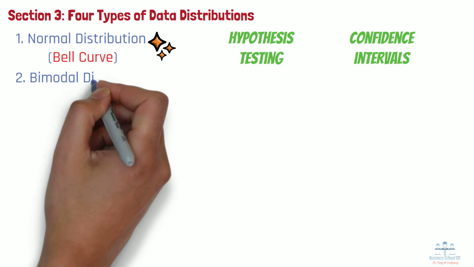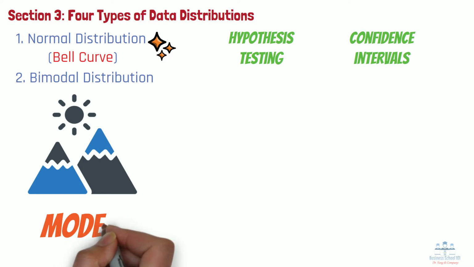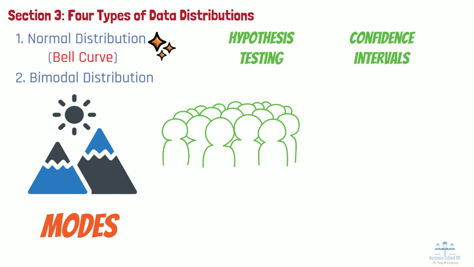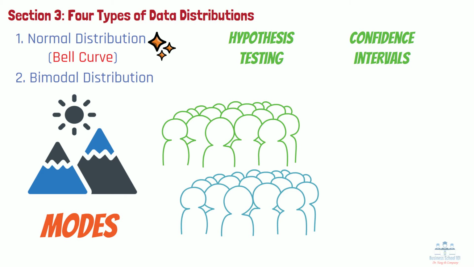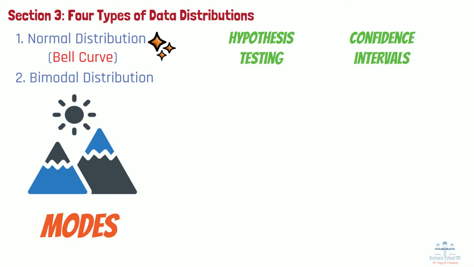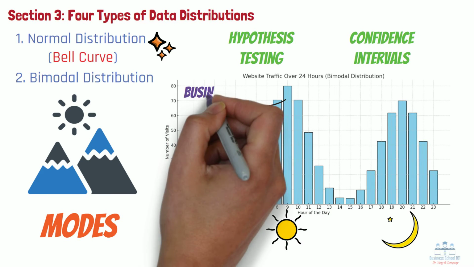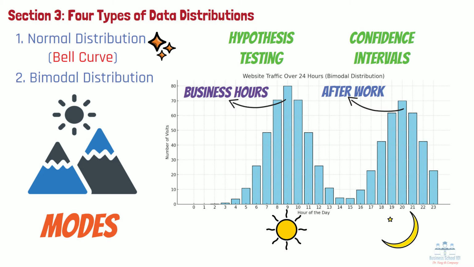Number 2. Bimodal distribution. A bimodal distribution has 2 distinct peaks or modes, indicating 2 groups within the dataset. This shape often suggests that the population being studied contains 2 subgroups with different behaviors or characteristics. For example, suppose you're analyzing website traffic during a 24-hour day. A bimodal distribution might show one traffic peak in the morning and another in the evening, likely reflecting behavior from 2 user groups, one checking the site during business hours and another browsing after work.